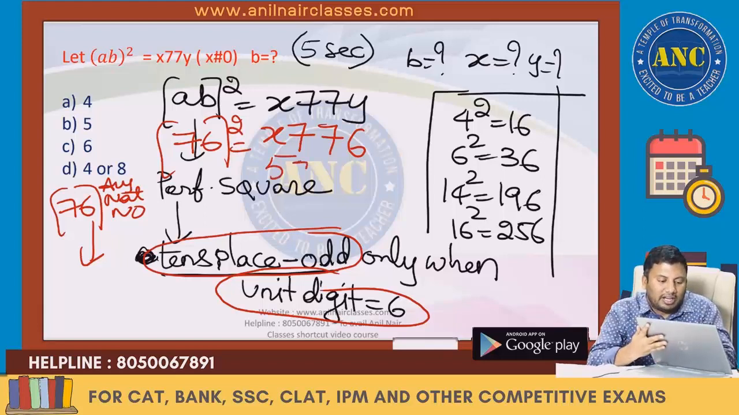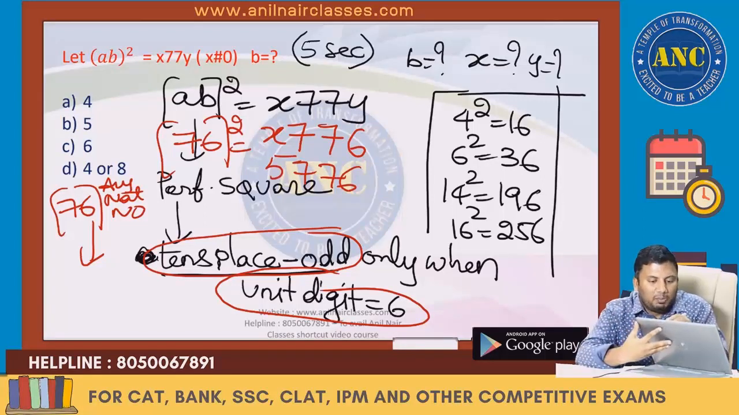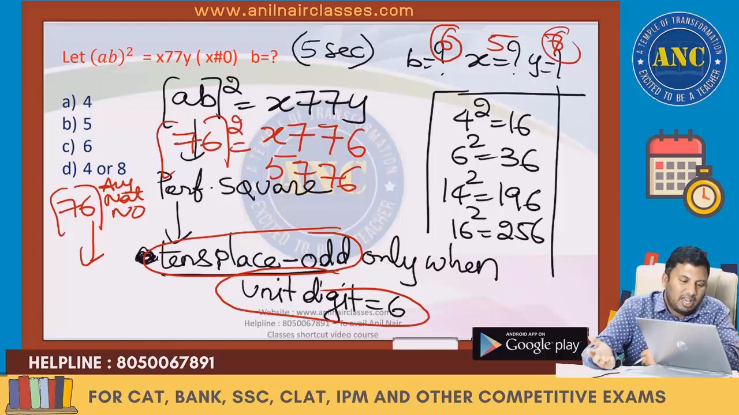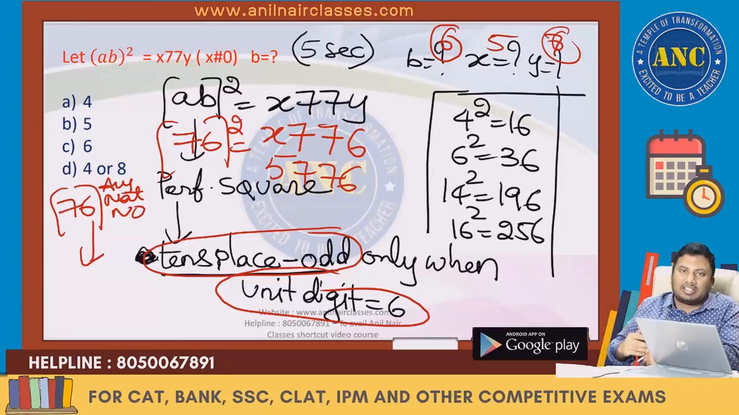76 whole square is 5776. A is 7, B is 6, X is 5, Y is 6. Such an easy question. If you have not listened to my classes, you will not be able to solve this question in 5 seconds. You will think that it is a difficult question.